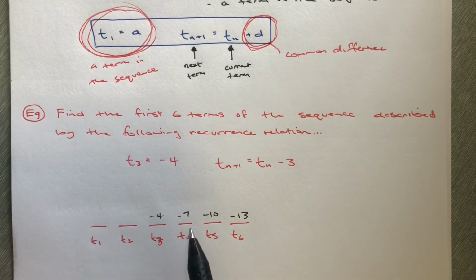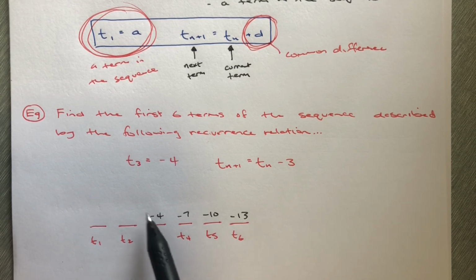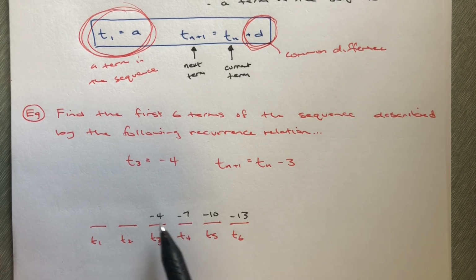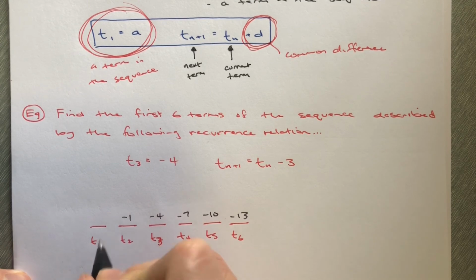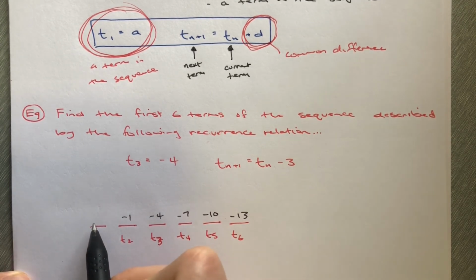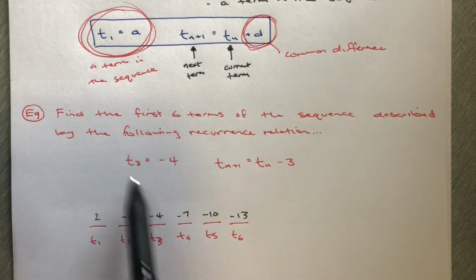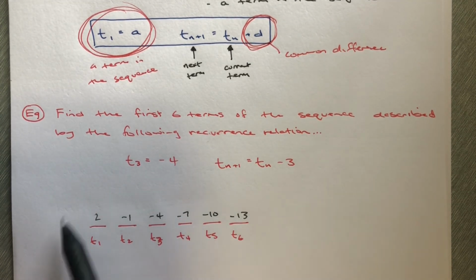Okay, so if we're going this way and we're going down 3, if we go this way, we're going to be going up 3, aren't we? Because if we got from minus 13 to minus 10, we're going up by 3. From minus 10 to minus 7, we're going up by 3. So from minus 4, if we go up by 3, that gives us minus 1. And if we want to get to here, we're going up by 3. That gives us 2. There we go. So this information here was enough to create this whole sequence.